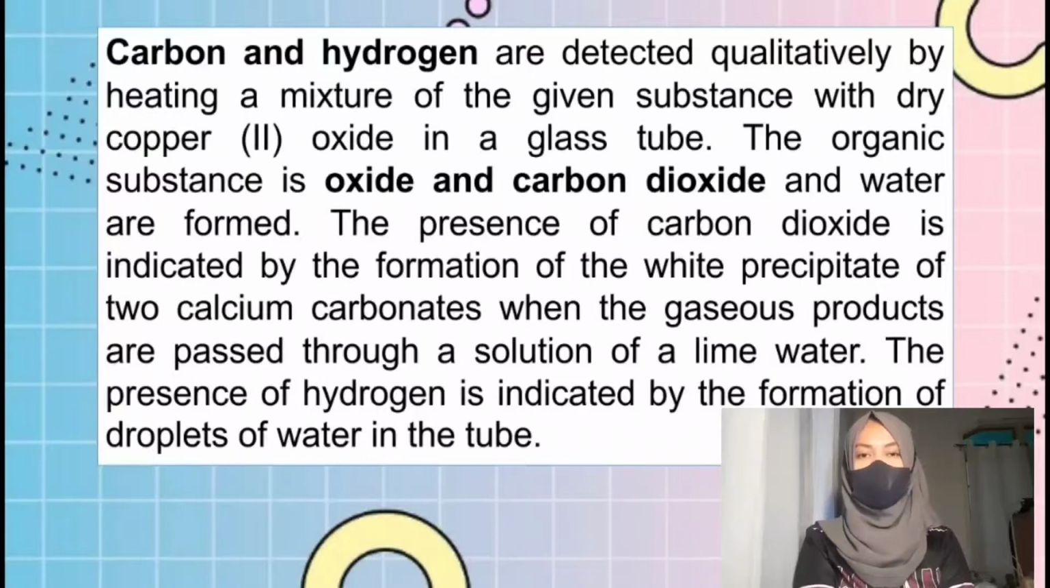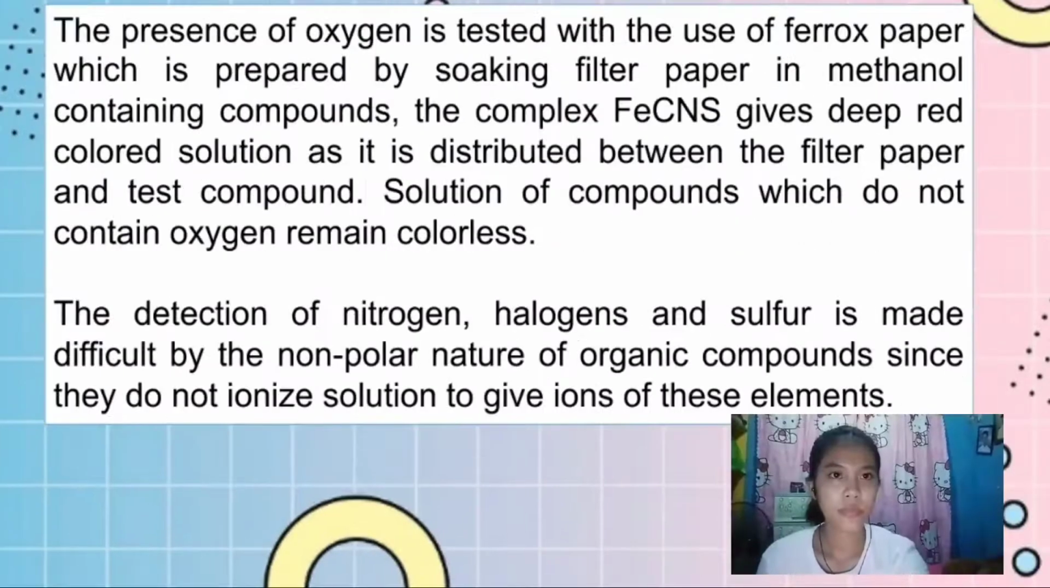Carbon and hydrogen are detected qualitatively by heating a mixture of the given substance with dry copper oxide in a glass tube. The organic substance is oxidized and carbon dioxide and water are formed. The presence of carbon dioxide is indicated by the formation of a white precipitate of calcium carbonate when the gaseous products are passed through a solution of lime water. The presence of hydrogen is indicated by the formation of droplets of water in the tube.